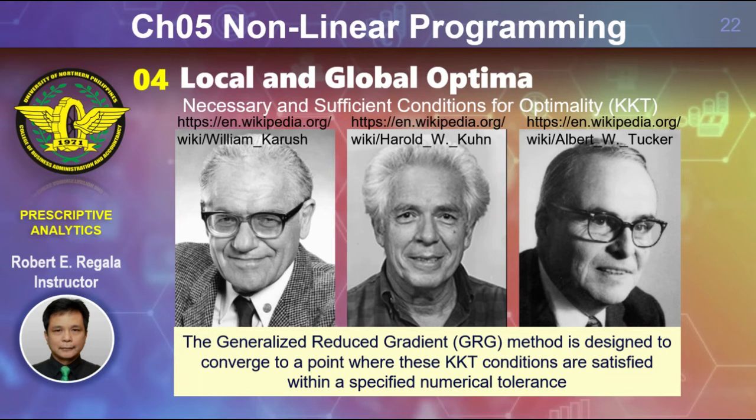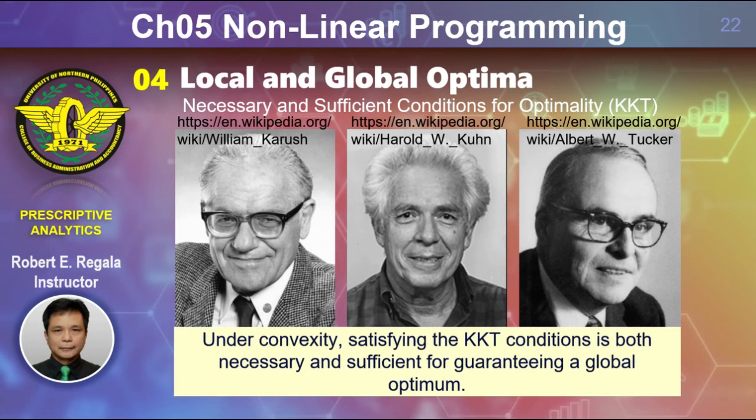The significance of convexity appears once more when applying KKT. In the absence of convexity, satisfying the KKT conditions only guarantees that the solution is a local optimum. However, under convexity, satisfying the KKT conditions is both necessary and sufficient for guaranteeing a global optimum. This relationship confirms why convex optimization is computationally preferred.